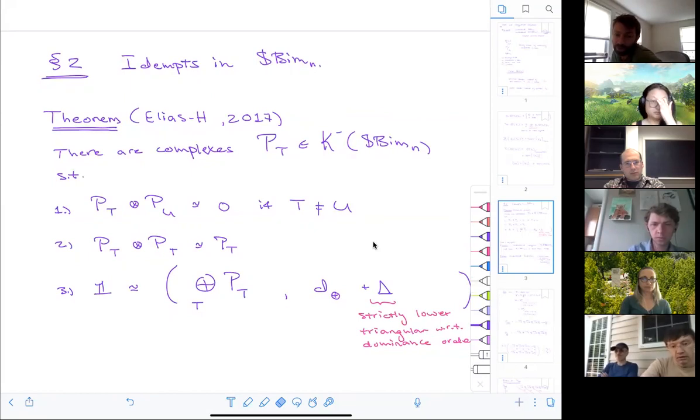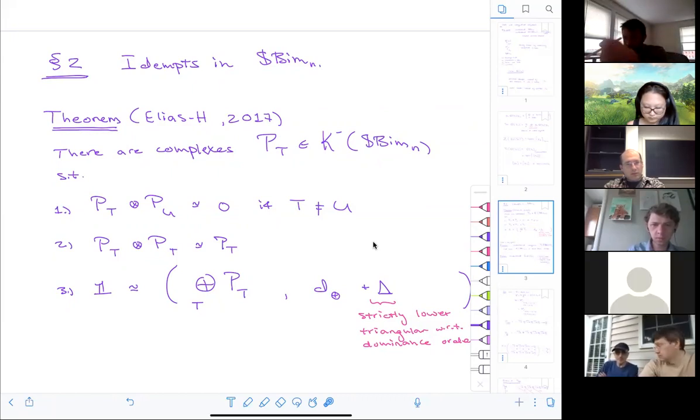roughly speaking. So me and Ben Elias constructed complexes. So the Hecke algebra is categorified by the category of Soergel bimodules. I assume this is well known enough that I can get by without saying more than this. And if you want to categorify elements of the Hecke algebra, you should look for objects of the Soergel category, or maybe complexes of objects of the Soergel category. And so this is what me and Ben do.